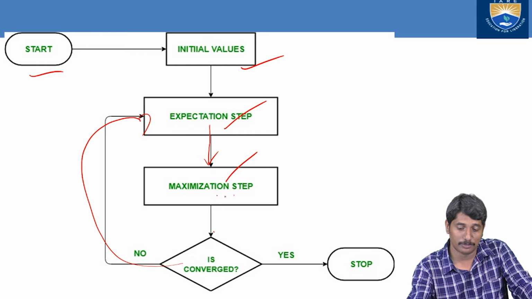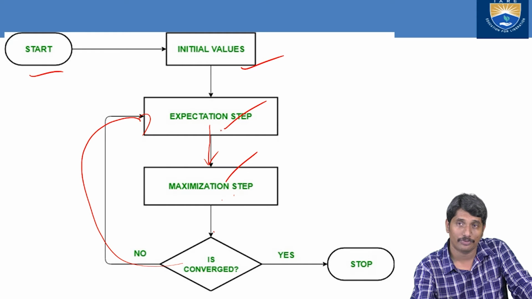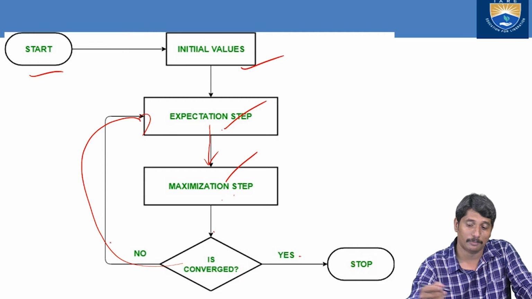Check whether there is any difference between the previous missing values estimation and the current estimation. If there is a difference, again estimate the values with the formula and use them for maximization of parameters. Check whether there is any difference between the previous values and current values. If both are the same, stop. Stop means yes and stop. If both are not the same, again repeat the process. That's what it is.